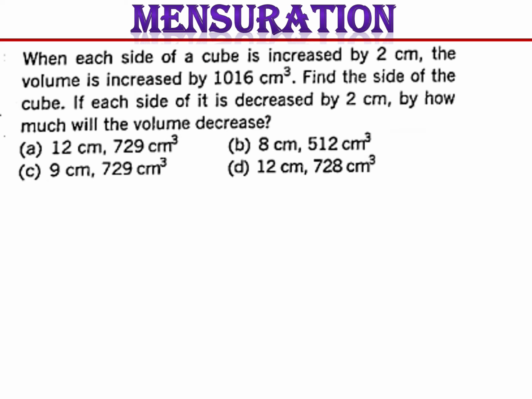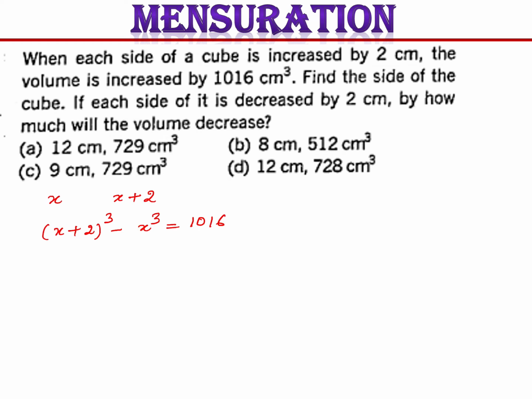See, the questions that come in the exam are not difficult. There is just one trick in every question. Now in this question you are given a cube. Each side has been increased by 2 centimeter. Let's say the side is x and now it becomes x plus 2. Then the volume increased by 1016. So volume is increased by 1016. This is (x plus 2) cube minus x cube is equal to 1016.